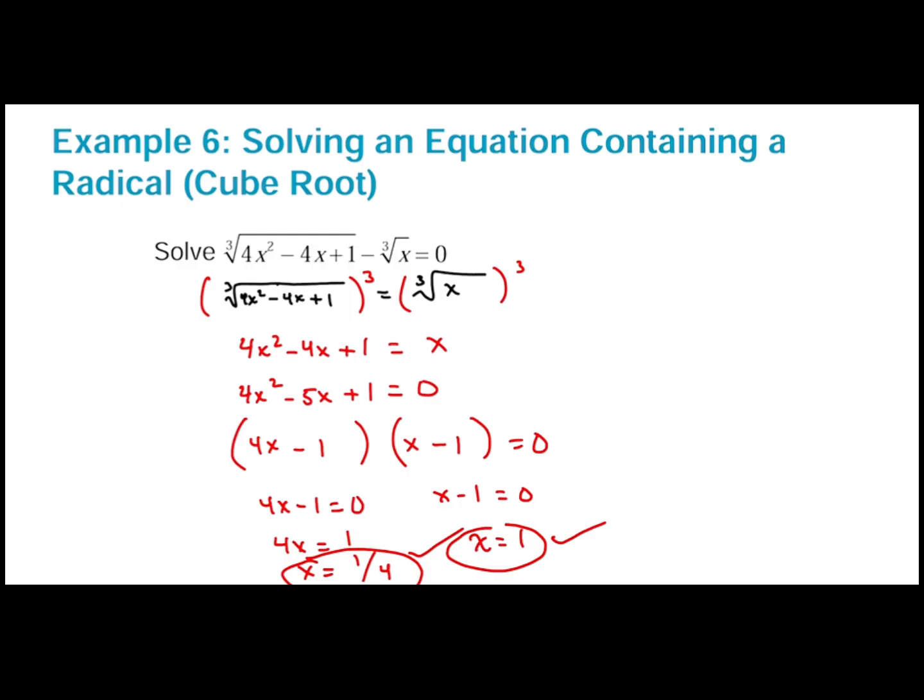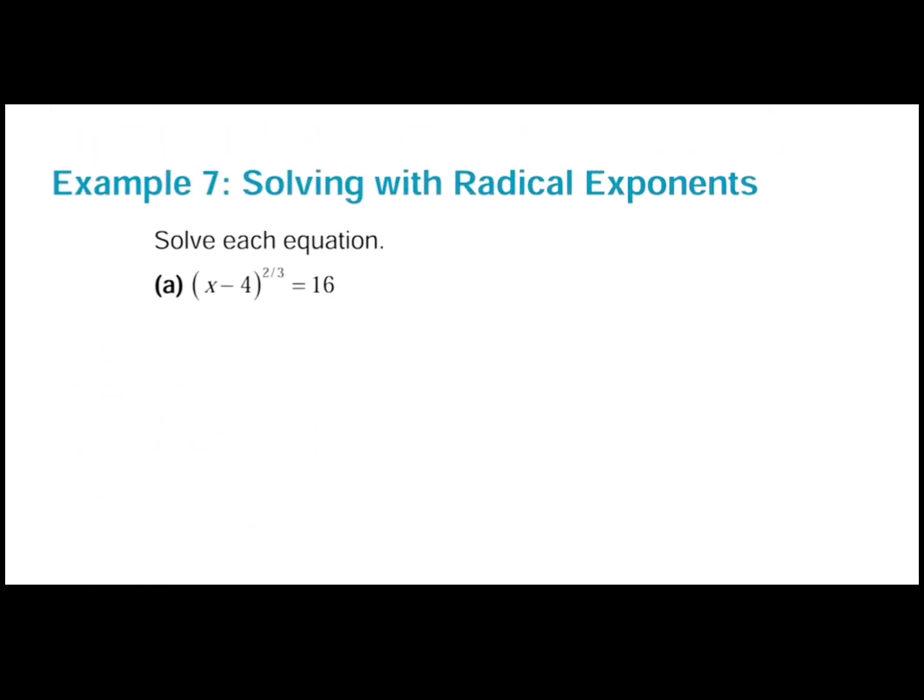So just make sure when you do this, you go back in and you plug it back in to see if it gives you a true statement. All right. Now we got something a little bit different here. It gives us 2/3. So it's (x minus 4) to the 2/3 is equal to 16.